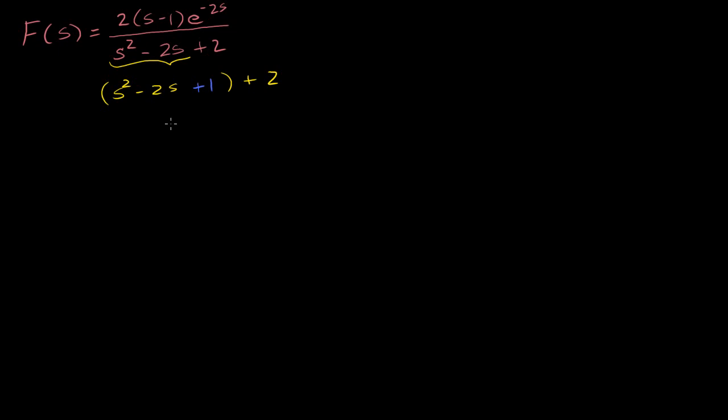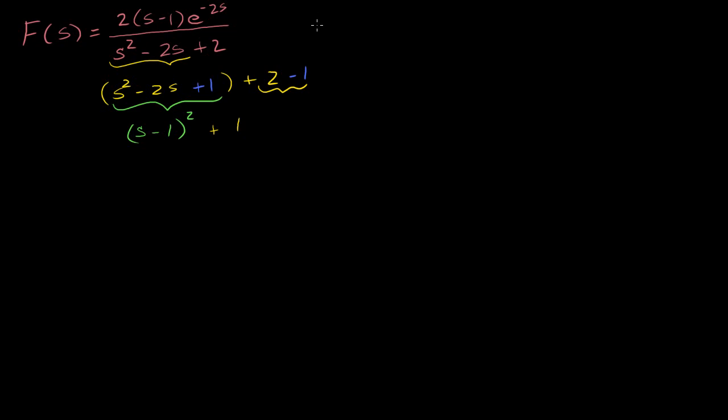Plus 1. I can't just add plus 1 arbitrarily to some expression. I have to make it neutral, so let me subtract 1. I haven't changed this. I added 1 and I subtracted 1. A little bit of a primer on completing the square. But by doing this, I can now say that this thing is s minus 1 squared. And then this stuff out here is 2 minus 1. This is just plus 1.